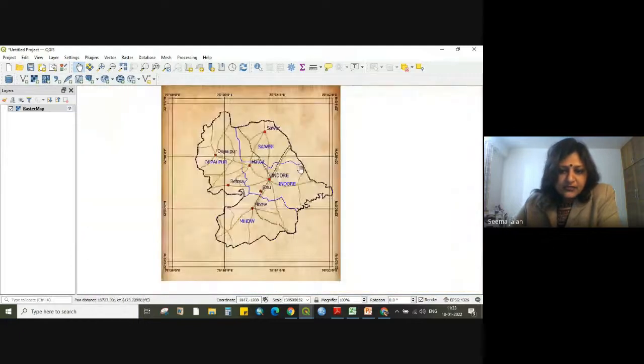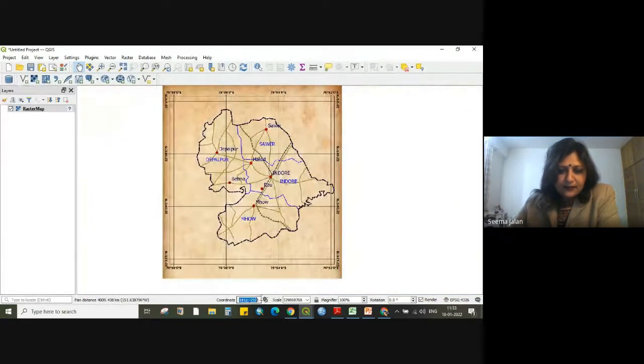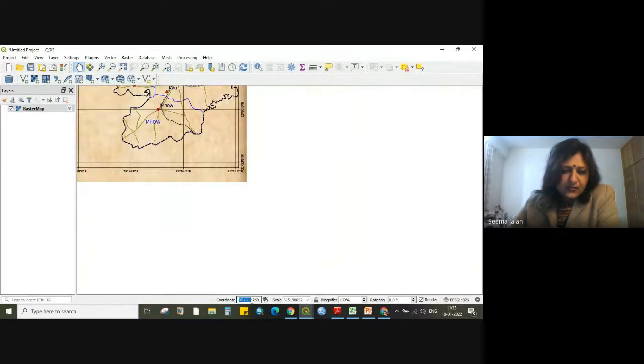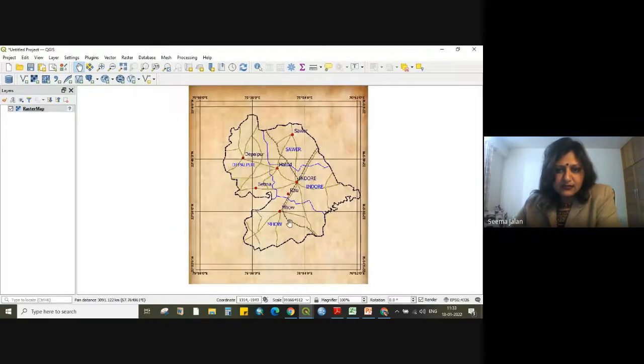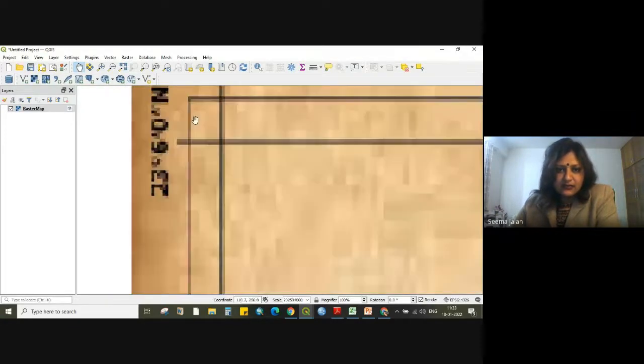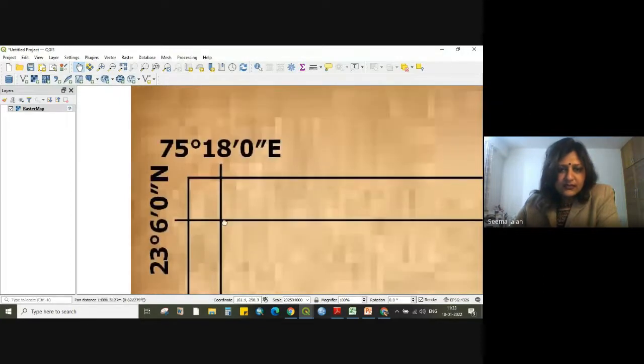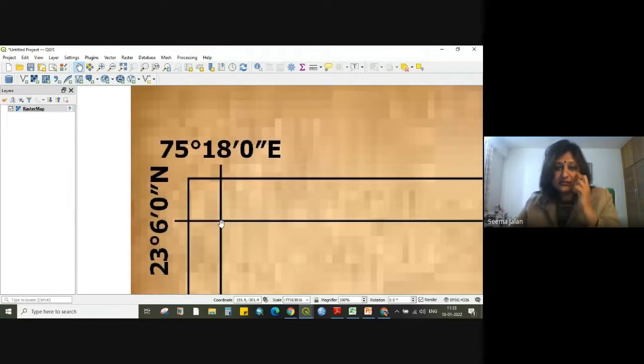So then just see here. I hope it is visible. As you must be seeing, you have some positive and negative values here. As I move my cursor here, you have the coordinates written: 75 degrees 18 minutes east longitude and 23 degrees 6 minutes north latitude. But if you see here, you cannot see these coordinates. So they are written, but they are not being read by the GIS.